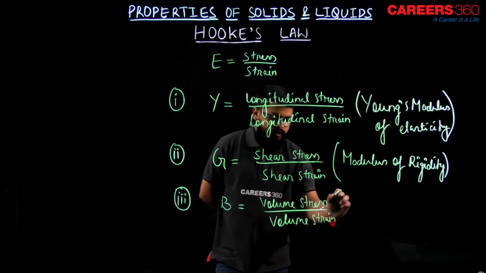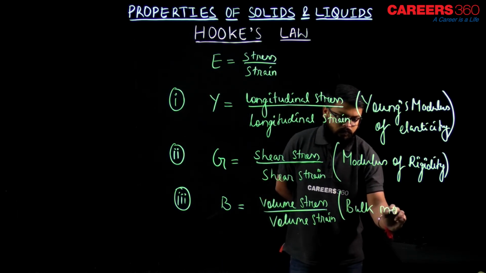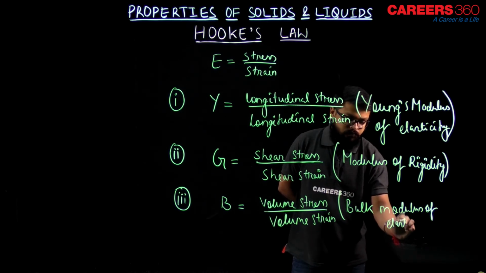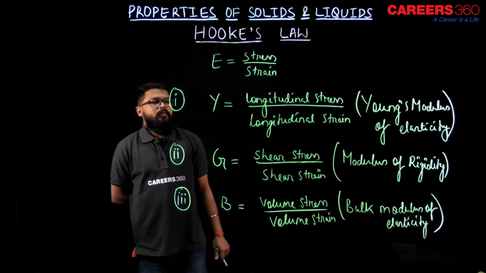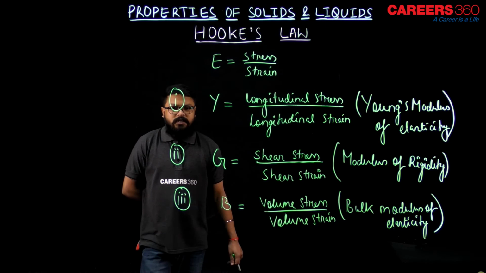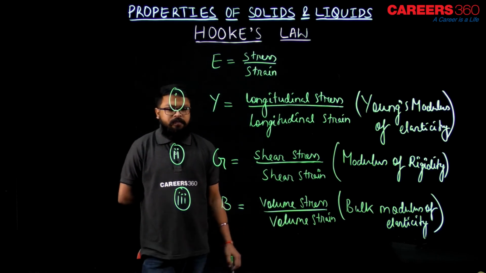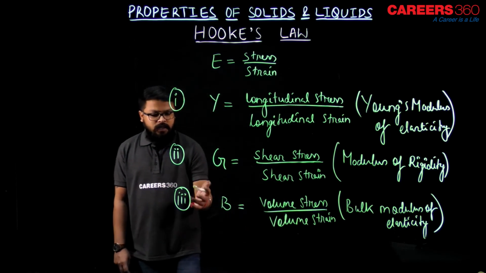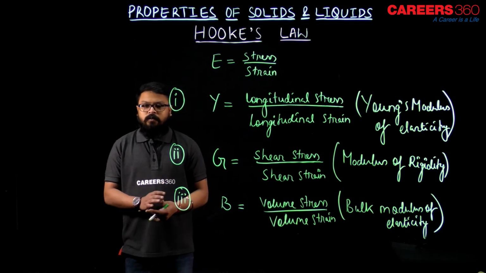So, based on the type of stress and strain, there are three types of modulus of elasticity. The first one is Young's modulus of elasticity, for longitudinal stress and longitudinal strain. The second one is modulus of rigidity or shear modulus, represented by G, which is shear stress upon shear strain. And the third one is the bulk modulus B, which is volume stress upon volume strain. I hope that is clear to you.